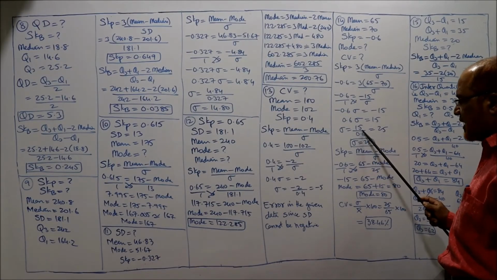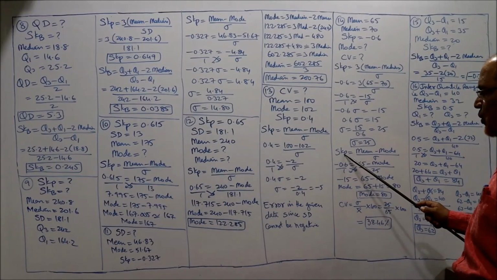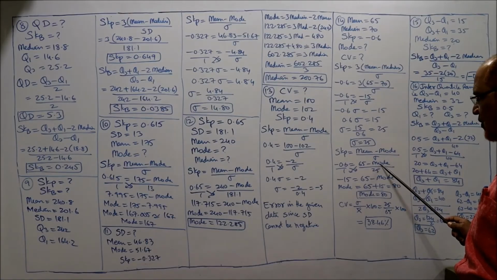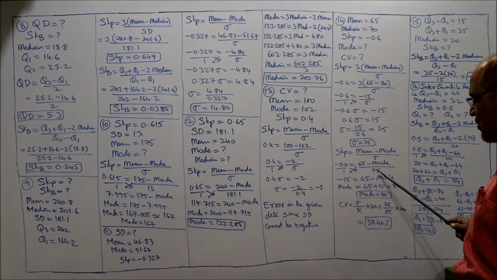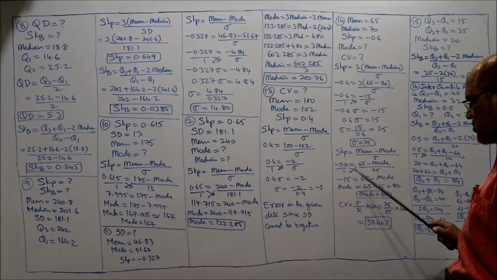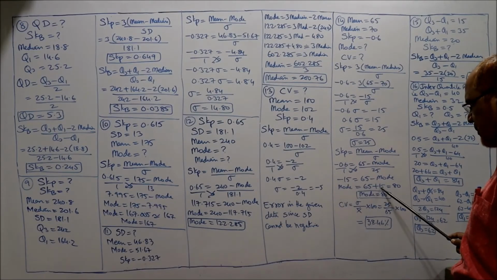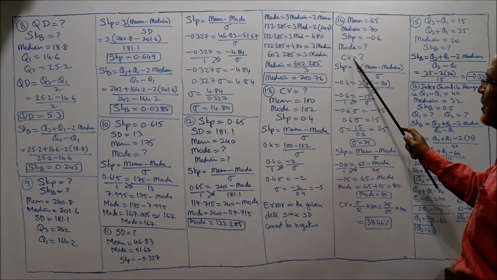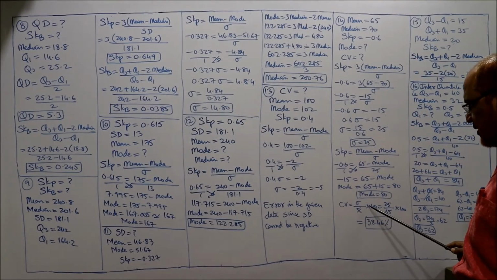After getting standard deviation, we can find out the mode. So SKP minus 0.6, mean 65, mode we don't have, we have to calculate. Standard deviation just now we got 25. Cross multiply कर लेंगे. Minus 0.6 into 25, you get minus 15. 65 minus mode. Take this mode to LHS and bring this 15 to RHS. So your minus mode will become plus mode, minus 15 will become plus 15. So mode is equal to 80. One answer we got, mode 80. Now CV is equal to sigma by x bar into 100.